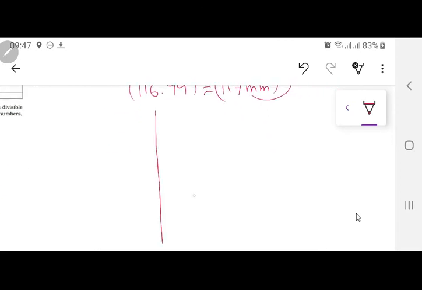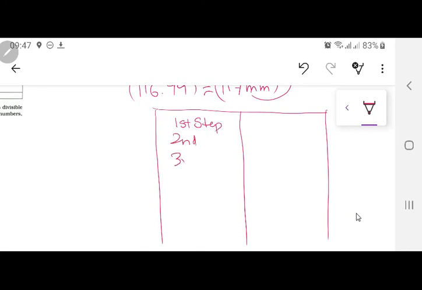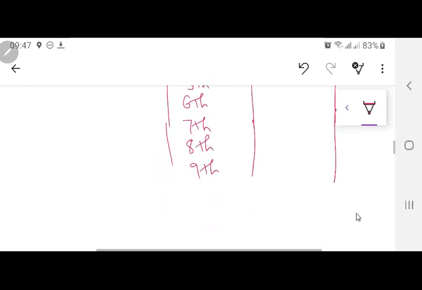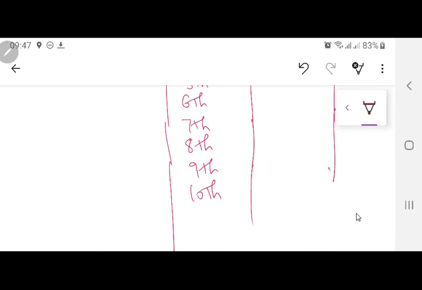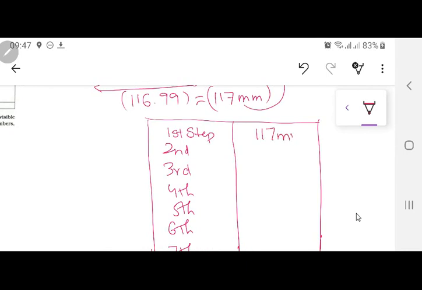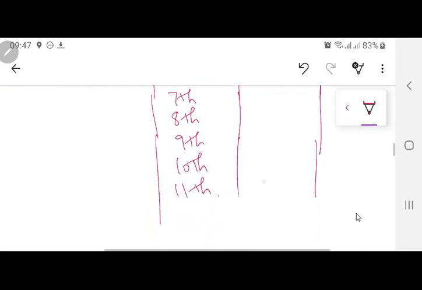What I'm actually asking you, I'm trying to make a table, and in this table, this is my first step, this is my second, third, fourth, fifth, sixth, seventh, eighth, ninth, 10th, and this is 11th. My first step is equal to 117 mm. G, what should I take with the second step? I want to bring it to equal steps. What is the last step I have told you?